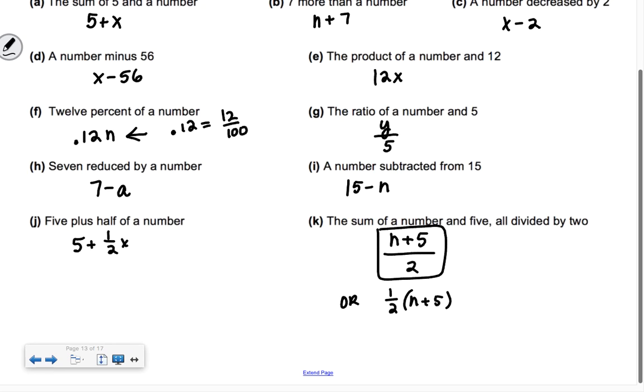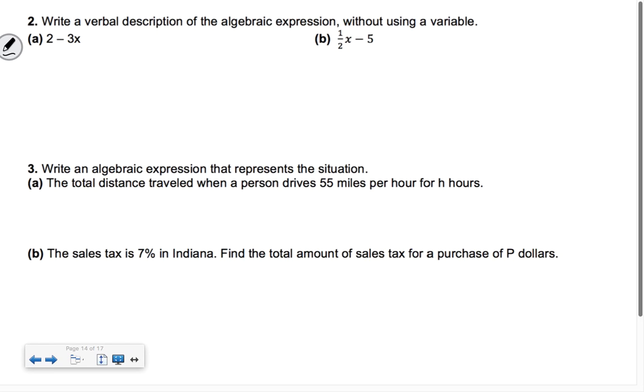All right, so write a verbal description. Let's go the opposite way. Now we have the algebraic expression, and we're going to use words to describe it. Who wants to try this one? You could say 3 times a number subtracted from 2. You could say something like that. What's another way we could say it? You guys don't like the verbal descriptions, I'm guessing.